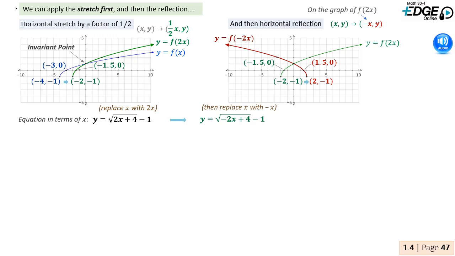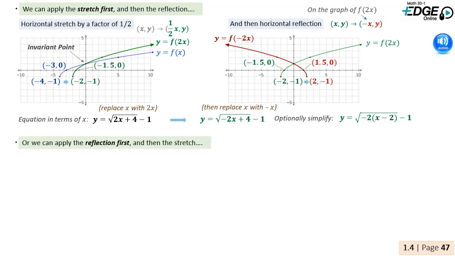To represent the horizontal reflection, or reflection in the y-axis, we replace x with -x, so our 2x term becomes negative. Notice we did not introduce any brackets at this time. However, we may now factor out the -2 from the binomial expression under the square root sign and get y equals the square root of -2 times x minus 2, minus 1.